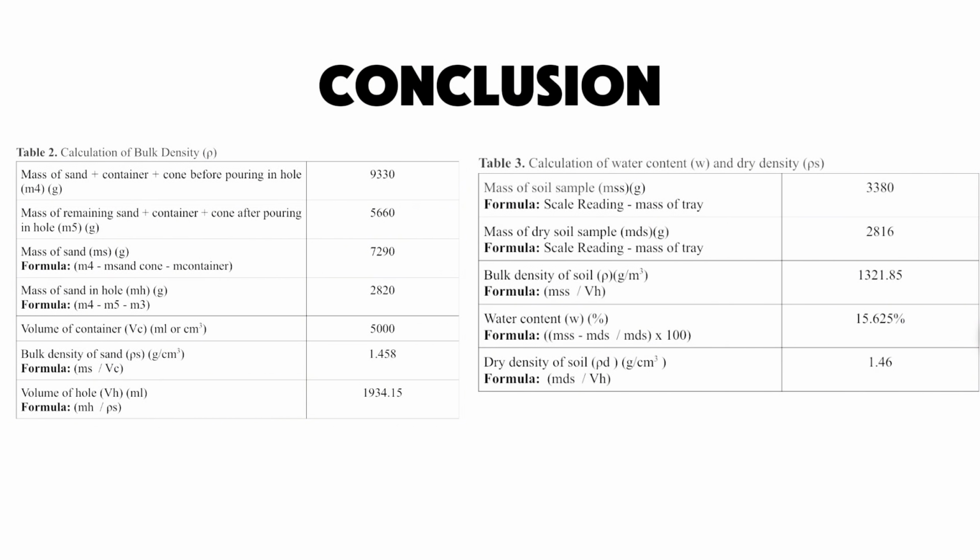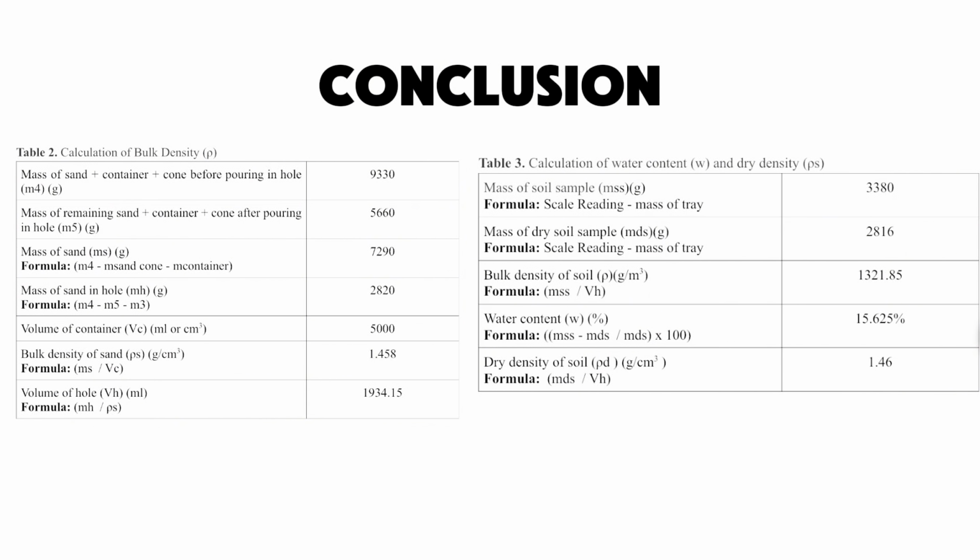This value suggests that the soil has an acceptable level of compaction, which is important for ensuring soil stability and structural integrity in construction projects. The result emphasized the importance of proper soil compaction as it affects the soil's strength, load-bearing capacity, and overall performance in construction applications. The experiment followed ASTM standards, ensuring that the methodology was precise and reliable.